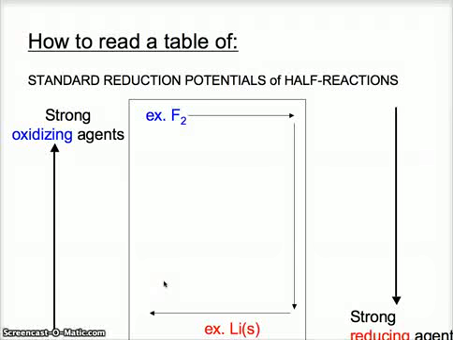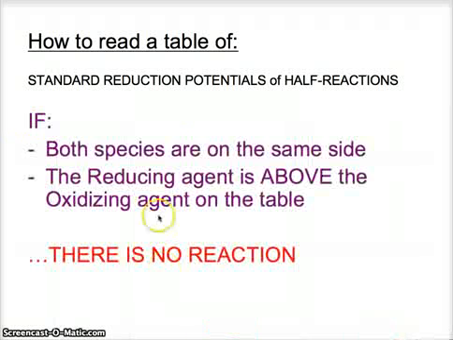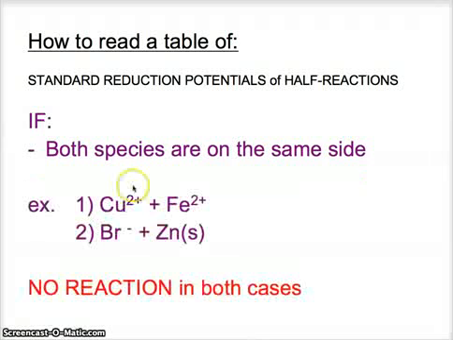So an example where this will not occur is if you have both species on the same side of the table, or if the reducing agent is above the oxidizing agent. In both of these cases, there will be no reaction. So for example, what does this mean? If you find copper 2+ and Fe 2+, you notice that they're both on the same side of the reaction. In both of these examples, there will be no reaction.